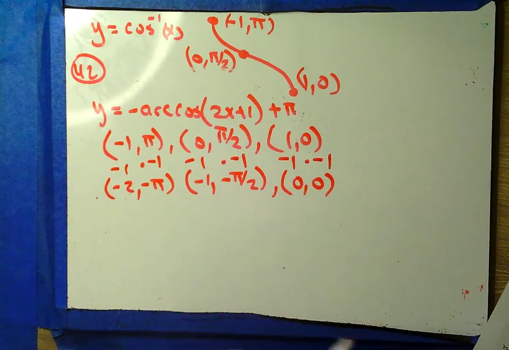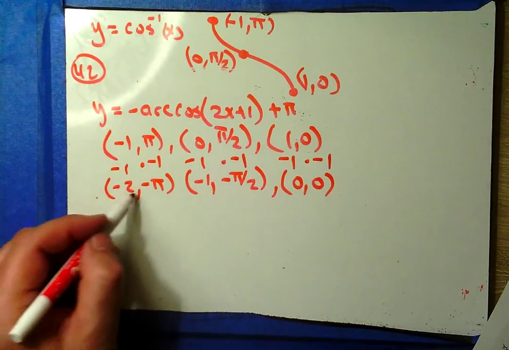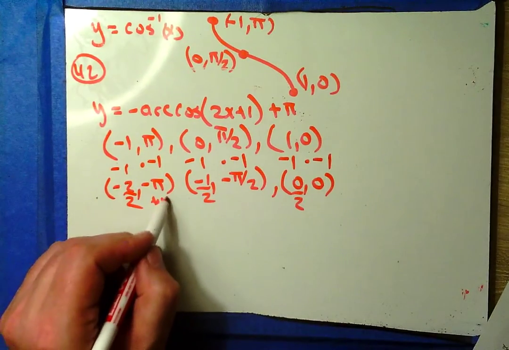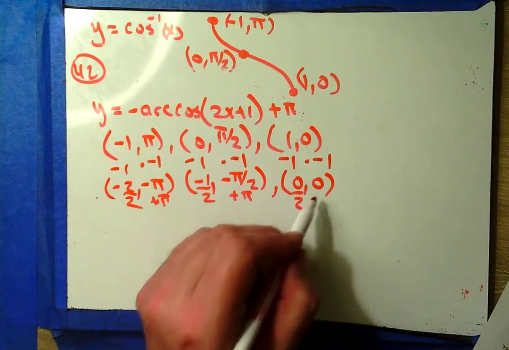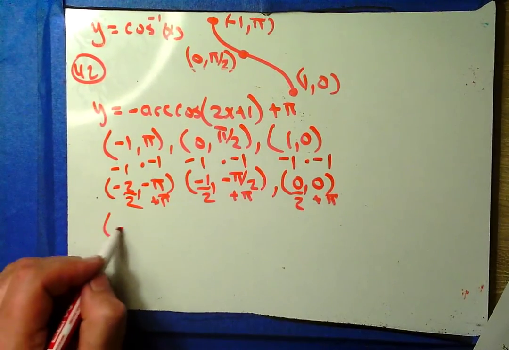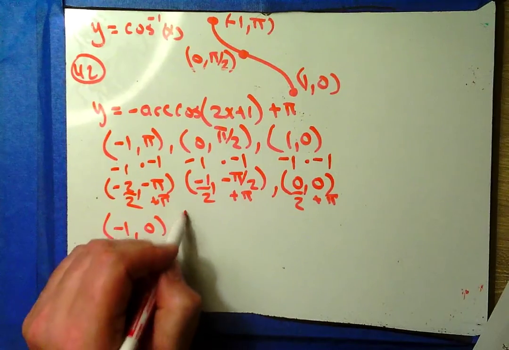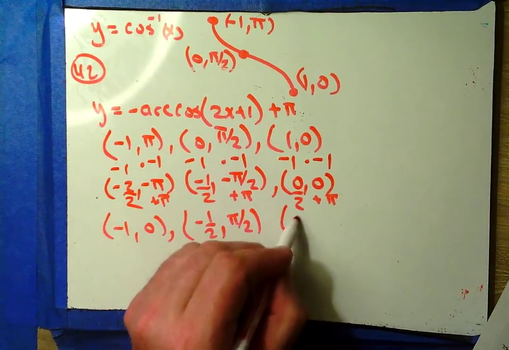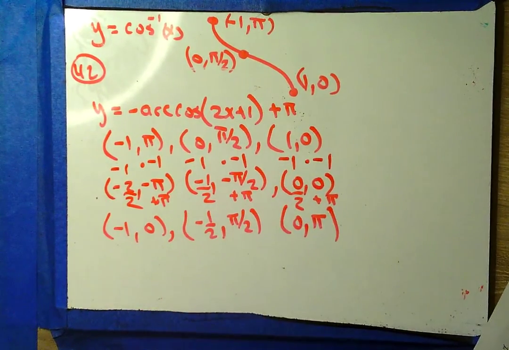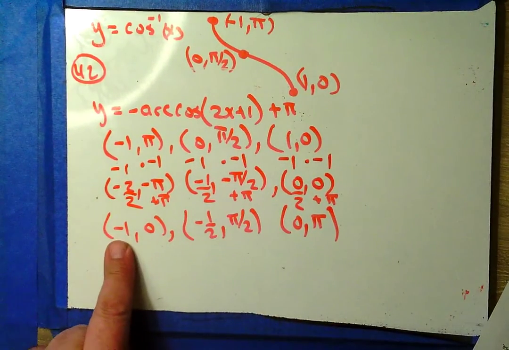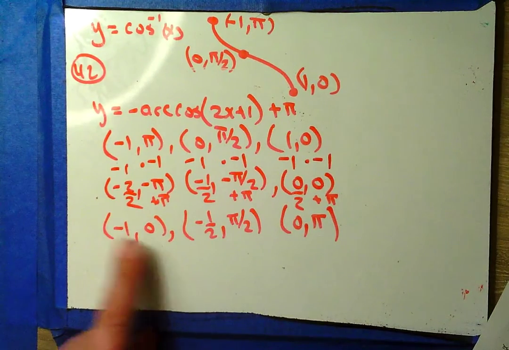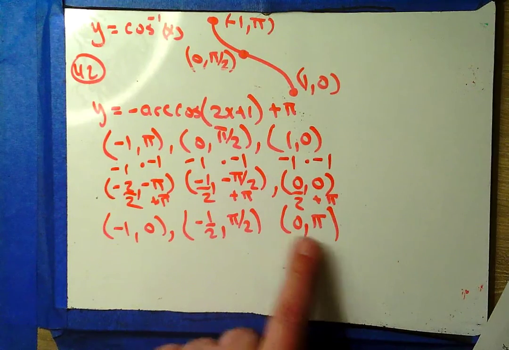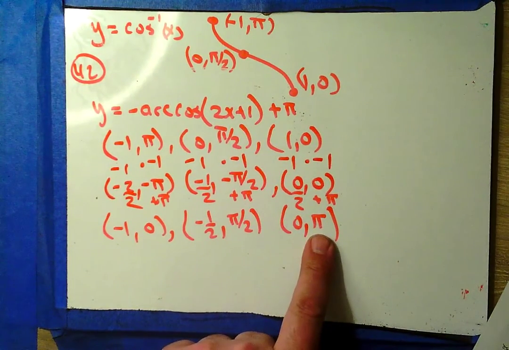Okay, what's next? Well, now I have to divide the x's by 2, and I have to add pi to the y's. And so I get negative 1, 0; negative 1/2, pi over 2; and 0, pi. Notice this time, the furthest point to the left has the lowest y value, whereas the furthest point to the right has the highest y value. Why is that?